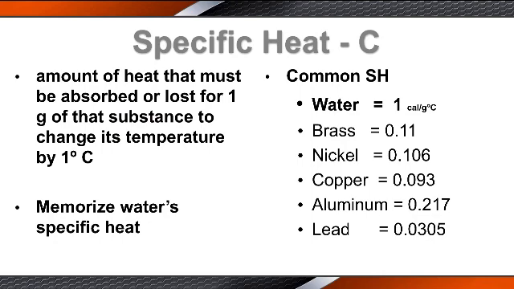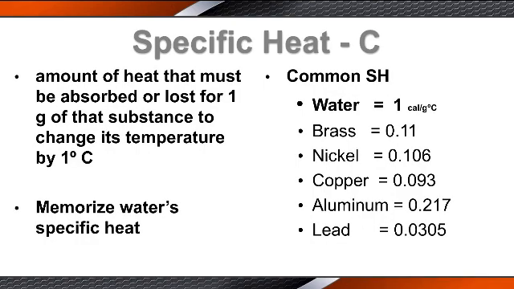So what is needed for us to do the math to change from one thing to the next? The first thing, not everything heats up and cools off at the same rate. So we have to look at this term called specific heat. Specific heat, the definition, is the amount of heat that must be absorbed or lost for 1 gram of that substance to change by 1 Celsius degree. All right, now if you don't like that definition, think of it this way.